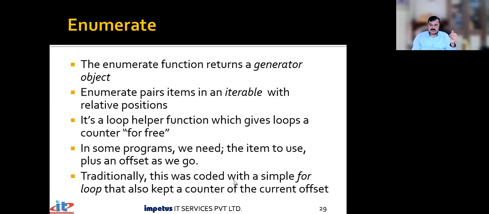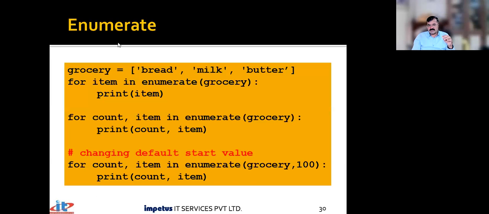Traditionally, this was coded with a simple for loop that also keeps a counter for the current offset. So if I have to cycle through 4 items, I can say for counter in range of 4, that is 0 to 4. And then whatever list I'm traversing, I'll print the counter and then the element. So that problem can now be taken care of by using enumerate.